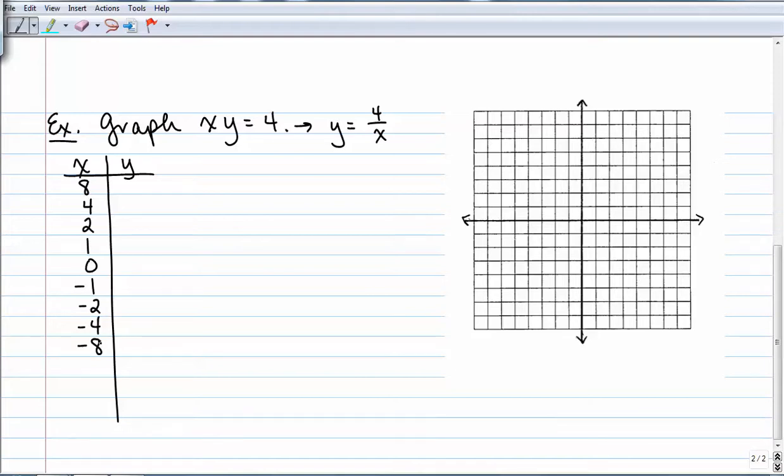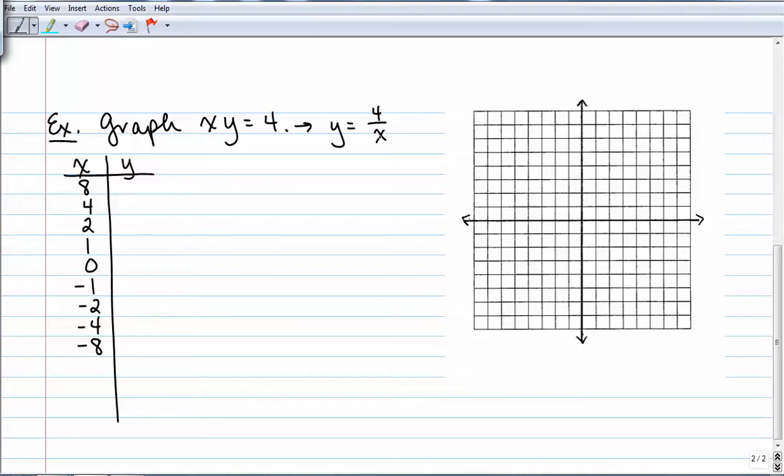The values of x that you choose will depend on what your k, what your number on top, or your constant of variation is. So for example, you don't want to choose something like 3, because then y is going to be 4/3, and it's hard to graph 1 1/3. So let's plug in our values of x.